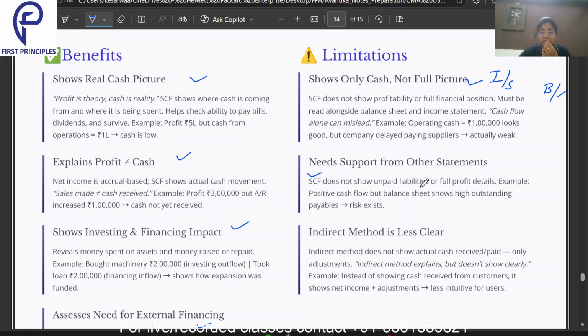Then the indirect method is less clear. The indirect method does not show actual cash received or paid, only adjustments. The indirect method explains but doesn't show clearly the actual cash received or the bill paid, because it has the adjusted values.